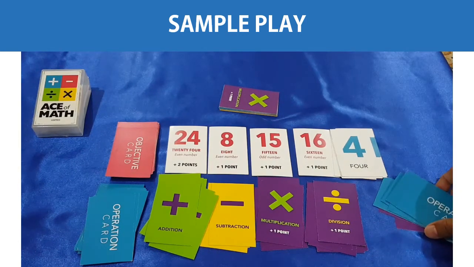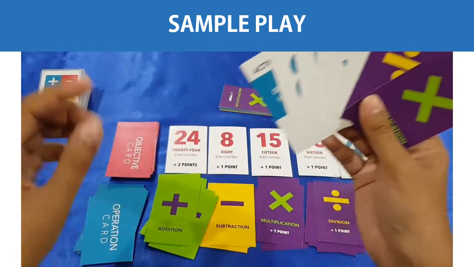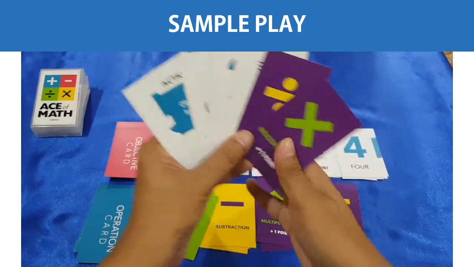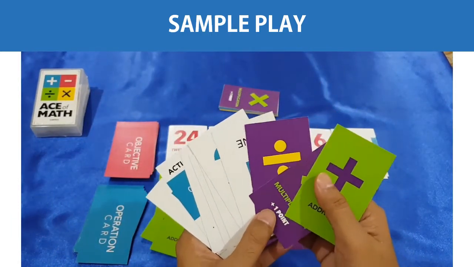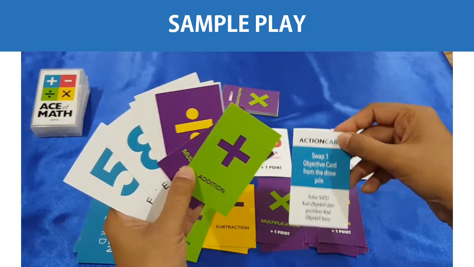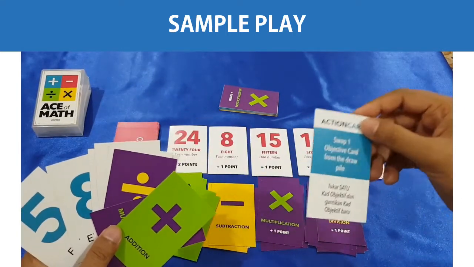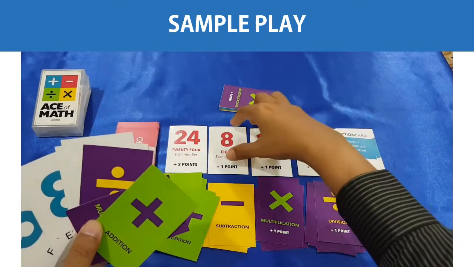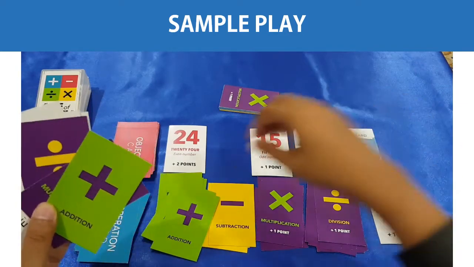The third player, from his card, takes 2 cards to start his turn. One from here and one addition here. And then the third player wants to play an action card, which is this one. Swap one objective card from the draw pile. Okay, he announces it and then he executes the action. For example, he wants to discard number 8 as the objective. So he discards it and draws a new one.